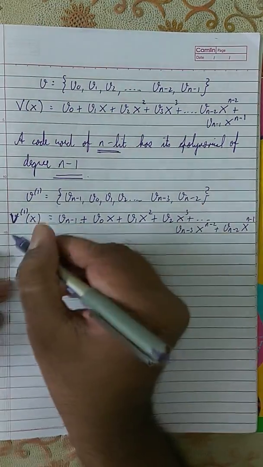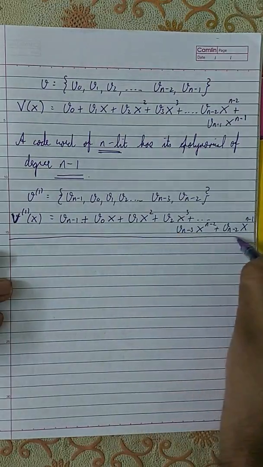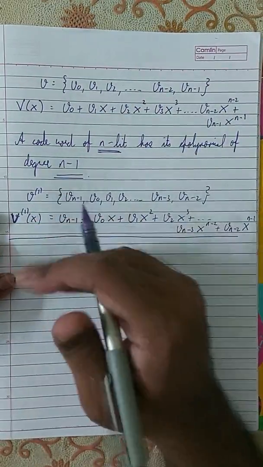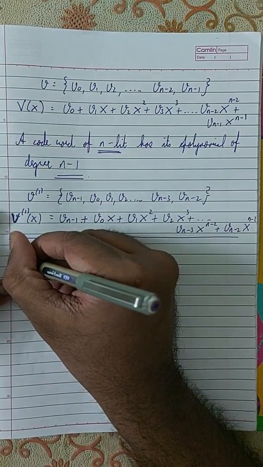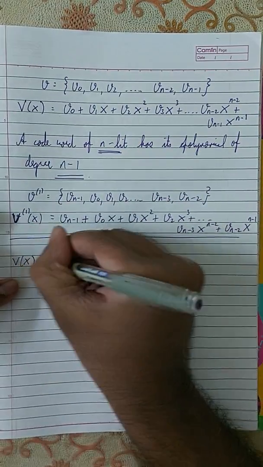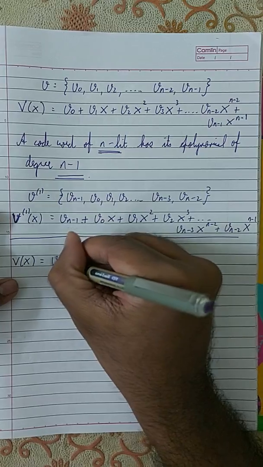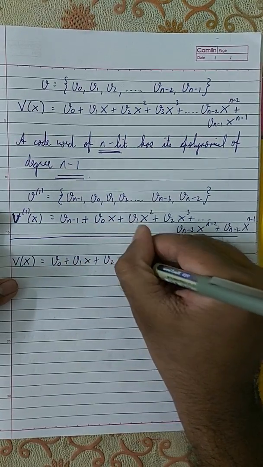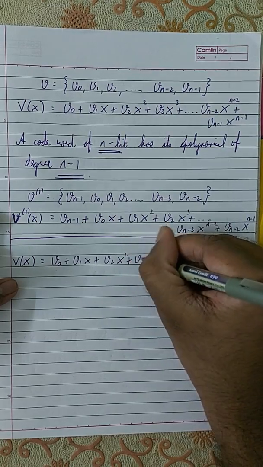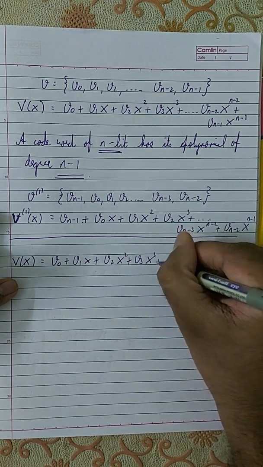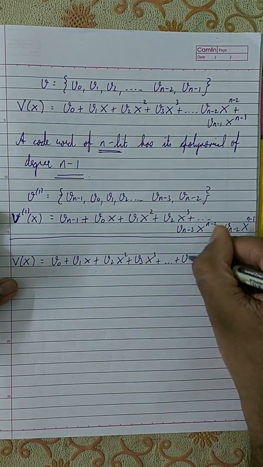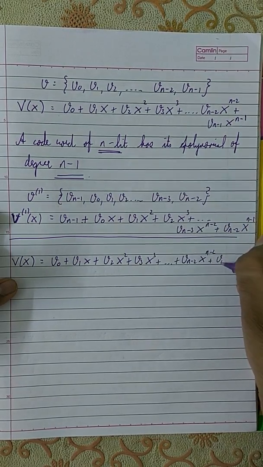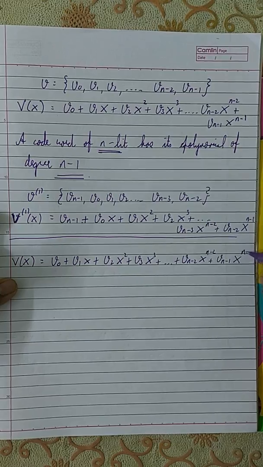So just to make you understand that, I'm going to write these two equations again, just so that we can understand the similarity between them. Okay, so this is v of x, right? This is v of x is equal to v0 plus v1 x plus v2 x square plus v3 x cube plus, and it goes on, plus vn minus 2 x raised to n minus 2 plus vn minus 1 x raised to n minus 1.